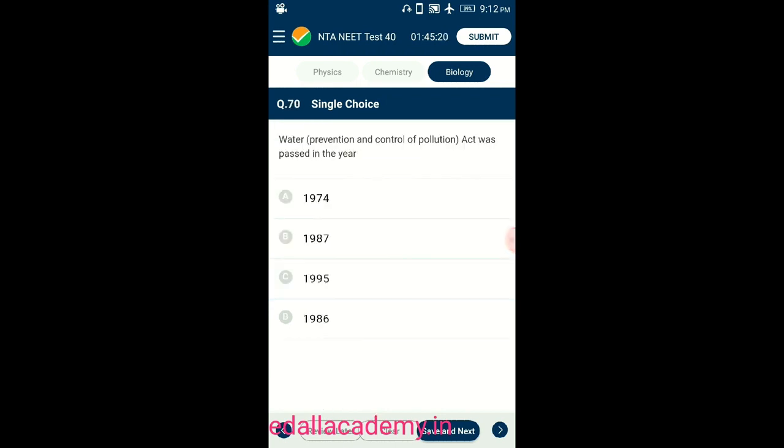Question number 70. The Water Prevention and Control of Pollution Act was passed in the year of. Realizing the importance of maintaining the cleanliness of water bodies, the Government of India passed the Water Prevention Act in the year 1974 to safeguard our water resources from pollution. So the answer for this question is option A, 1974.